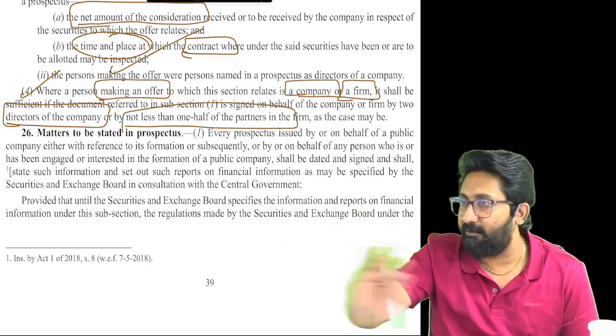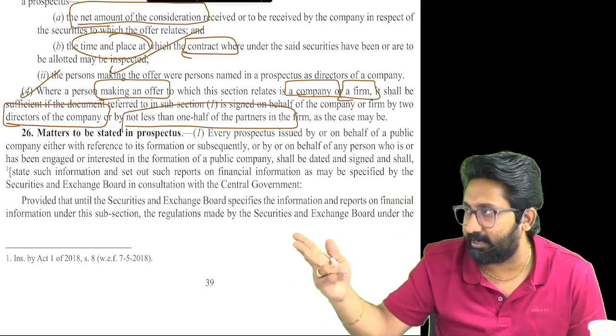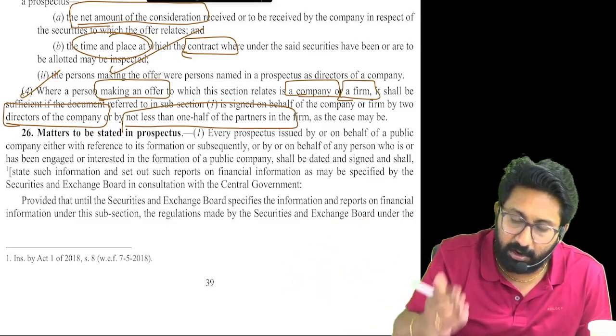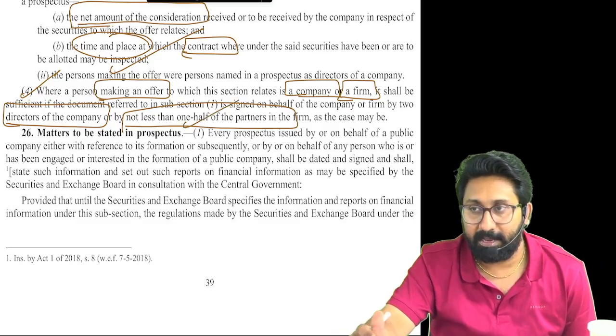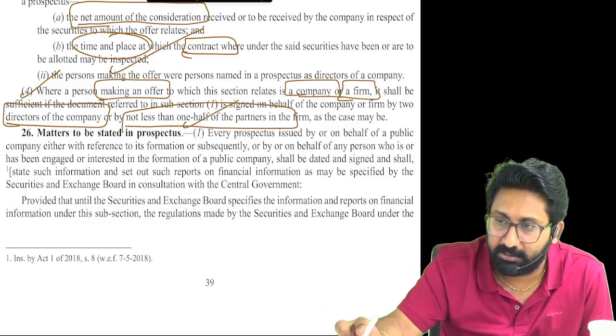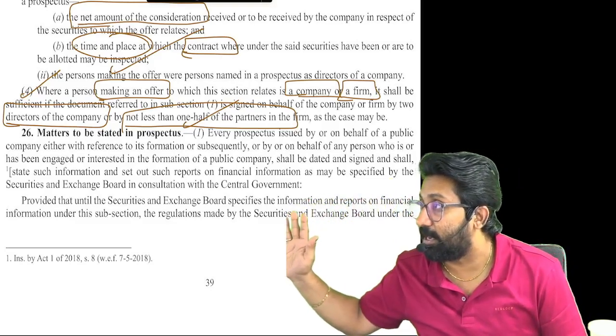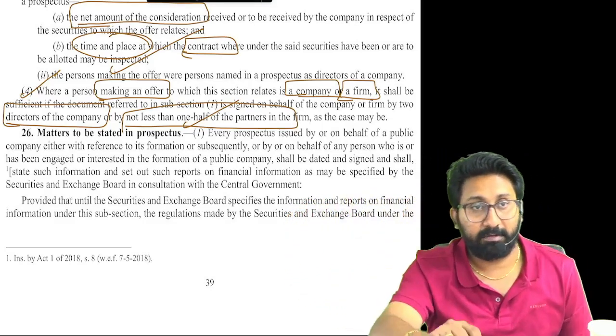Means who should sign? The issue house should sign on the offer for sale. If it is a company, 2 directors have to sign. Other than a company, like an LLP or firm, not less than one half of the partners. Write down the notes. Sir, I completed fast, but understood the essence of this section clearly. Yeah. Write down.